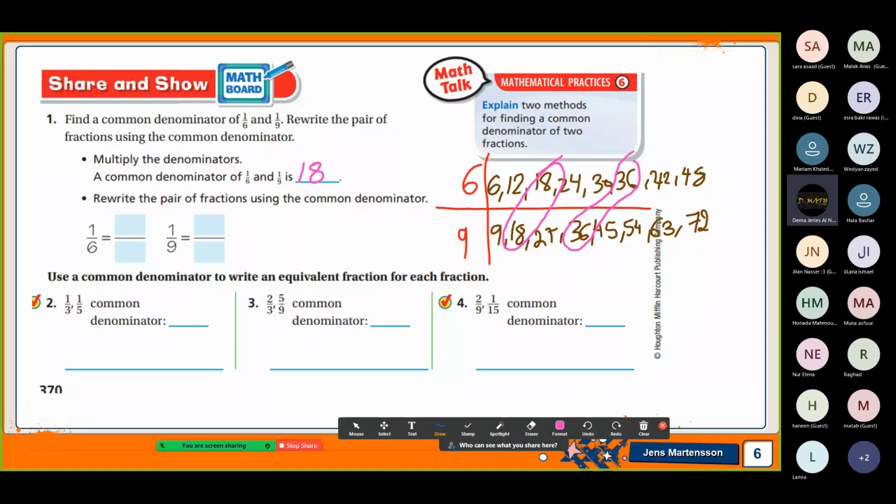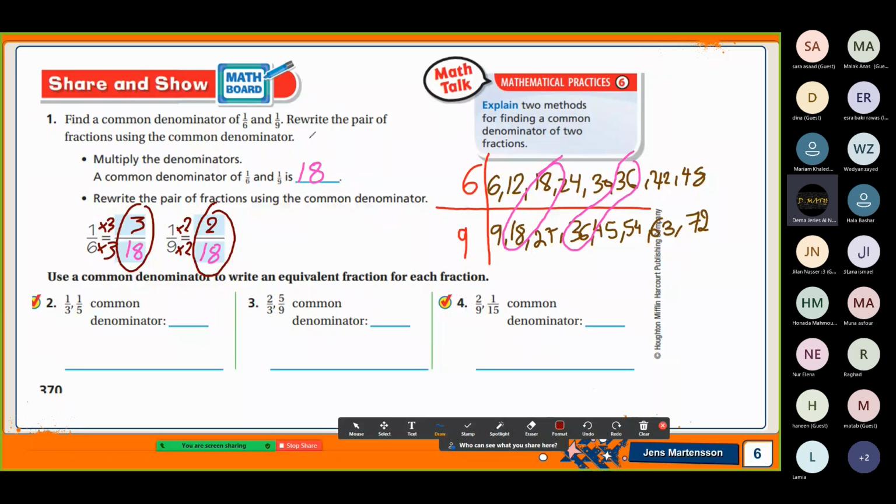I will write 18 down, and down here is 18. Now, how do you make 6 to be 18? Multiplied by 3. And up by? Multiplied by 3 also. So what is the fraction? 3 over 18. Bravo. The second one, how do you make 9 to be 18? Multiplied by 2. And up by 2. So how will it be? 2 over 18. Thank you so much, Sarah.